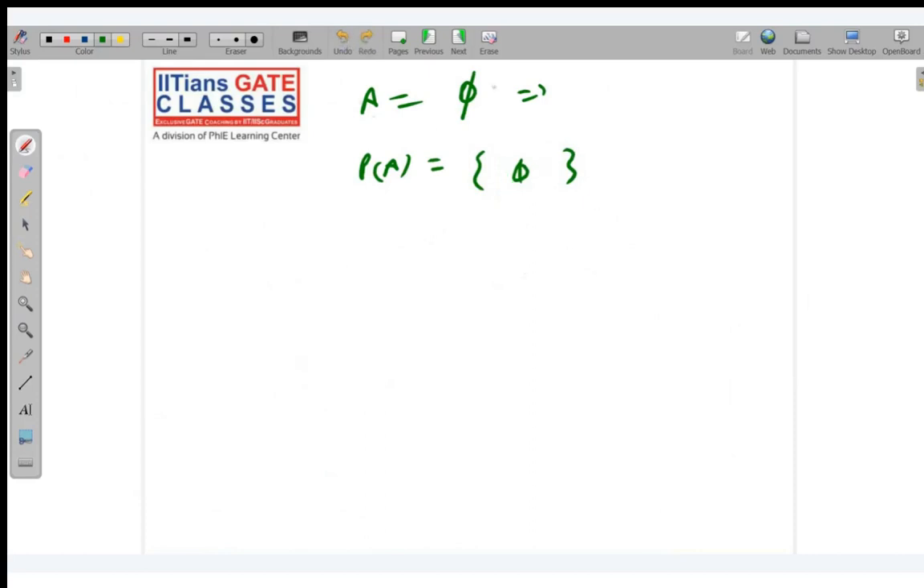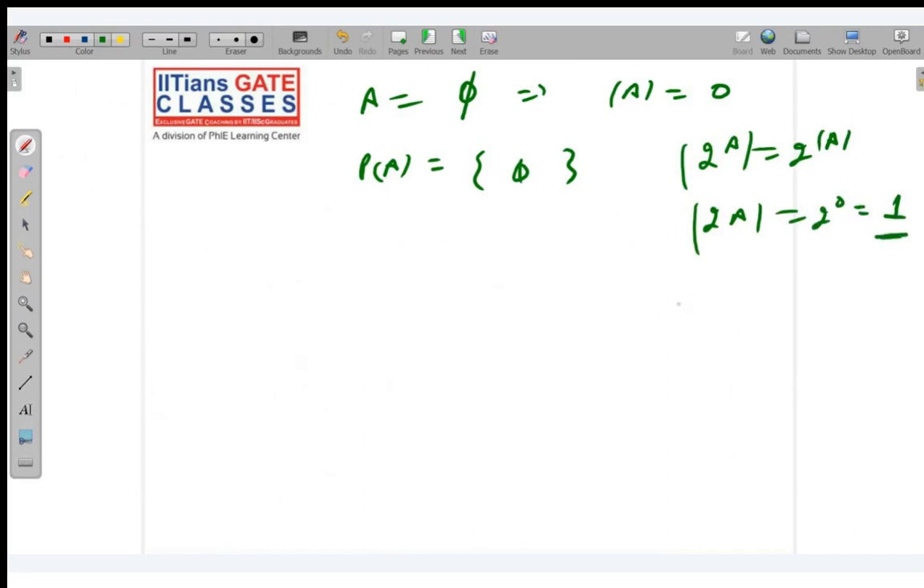A is the empty set, so what does that mean? The cardinality of A is 0. Mathematically I am proving it. So what about my power set's cardinality? The cardinality of 2 power A is 2 power the cardinality of A, which is 2 power 0. That means only one element will be there. And what will be that element? Like this only.